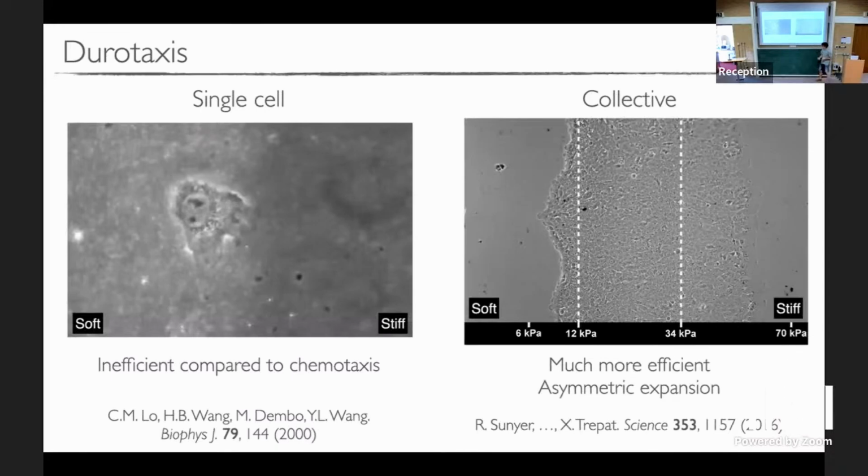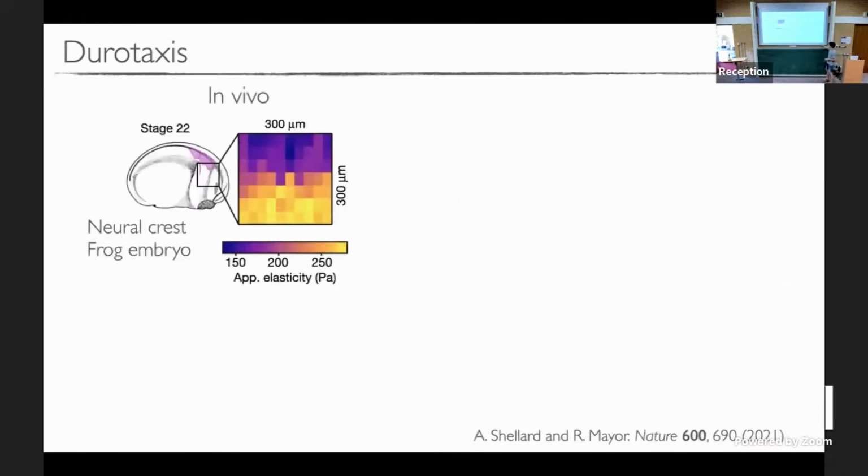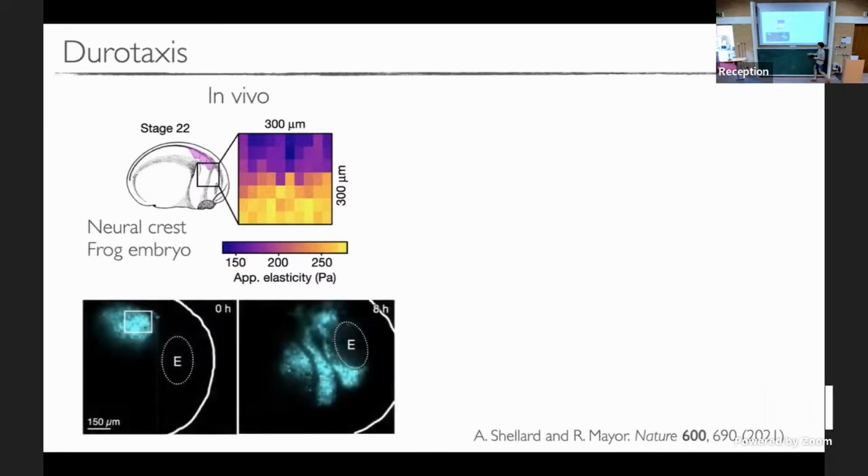Then the next bit of history that I want to review is very recent. A couple of years ago, Adam Shellard and Roberto Mayor discovered durotaxis in vivo, and they did it by looking at the cell population known as the neural crest cells. That is a population of cells that, in their example, in the frog embryo, moves from the back of the embryo to the front of the embryo to give rise to many structures that will develop into the skull and the face of the animal. This directed motion happens guided by a gradient in the stiffness of the underlying tissue. So this is durotaxis in vivo. You can see these cells moving from the back to the front, avoiding the eyeball.